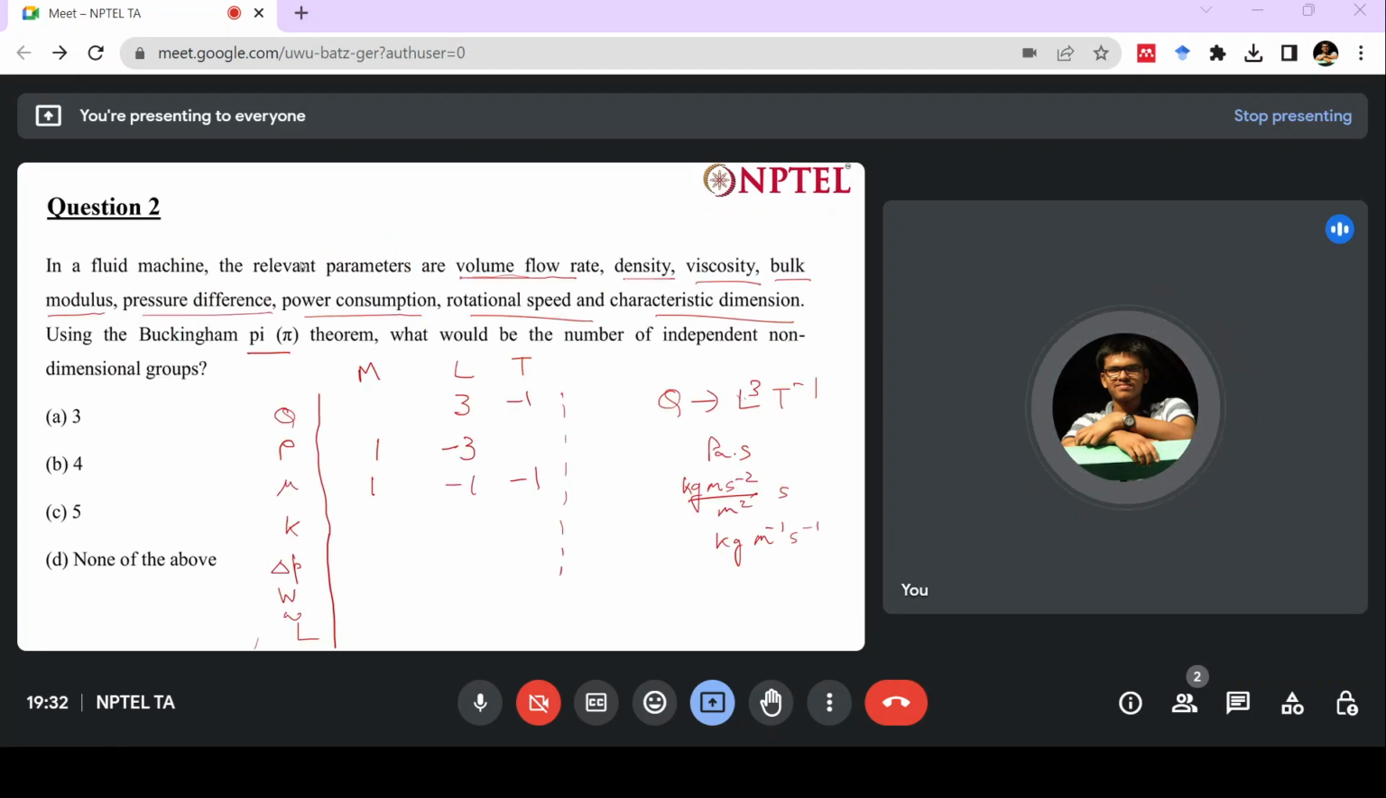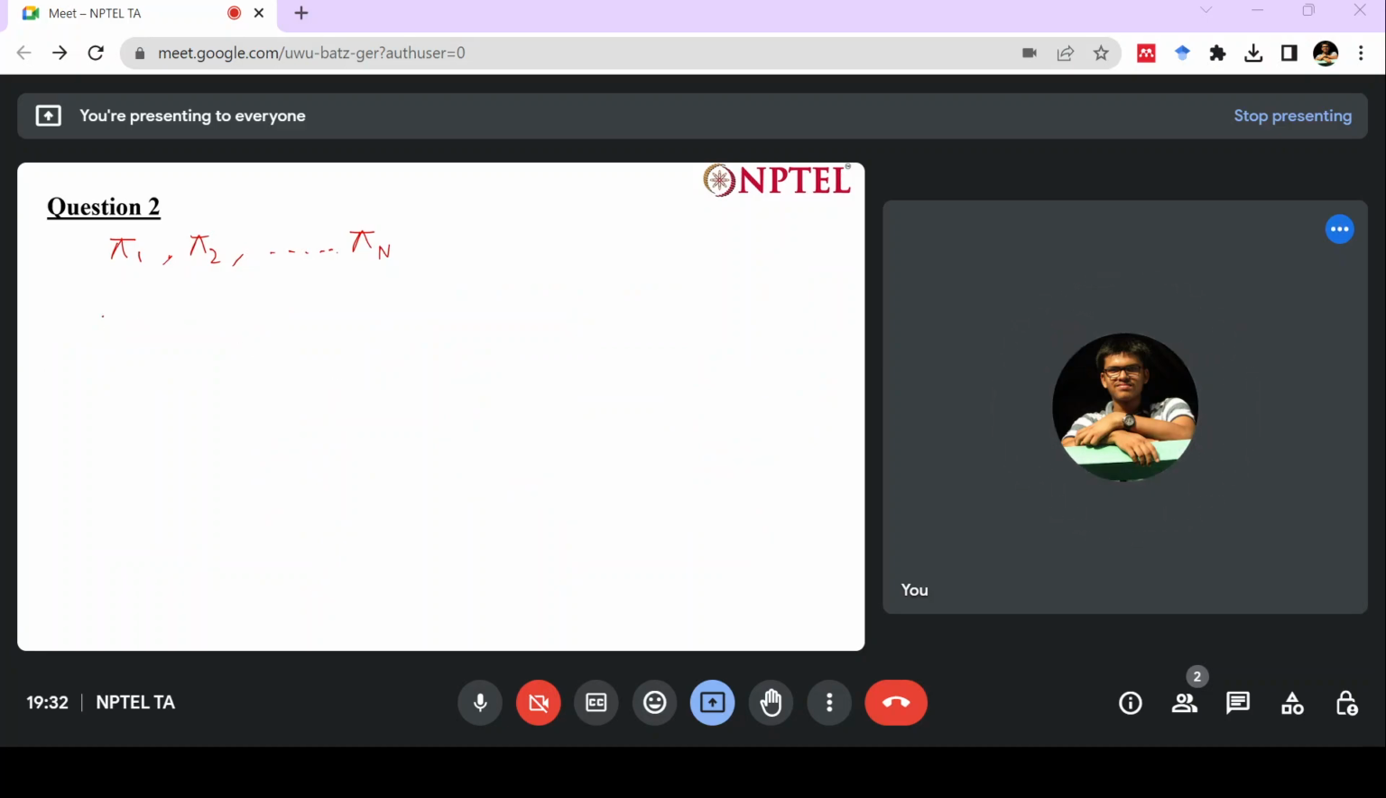So how will we do that? We can count the number of dimensional quantities which are relevant parameters. In this case, how many are there? 1, 2, 3, 4, 5, 6, 7, 8. Right, so 8 are dimensional parameters. How many fundamental dimensions are there? 3, right. Mass, length, and time.